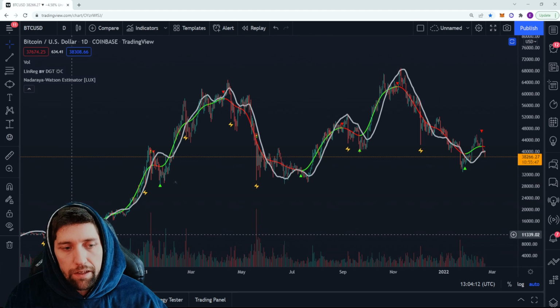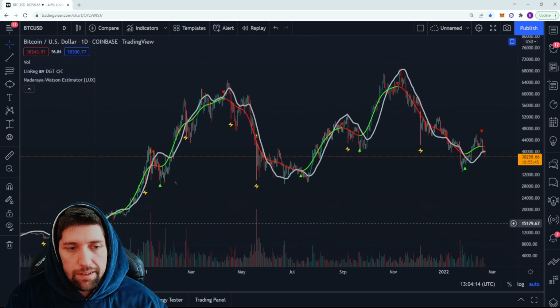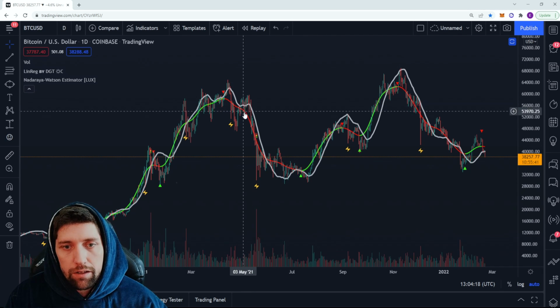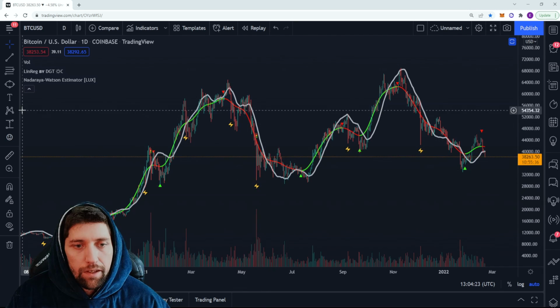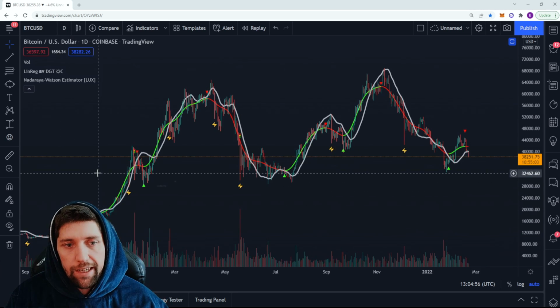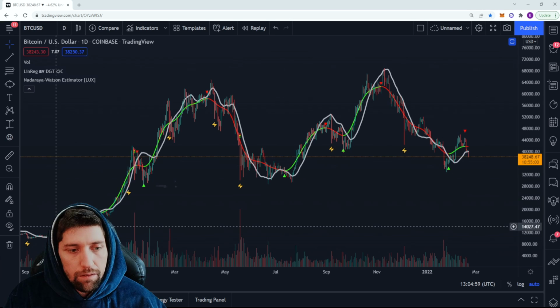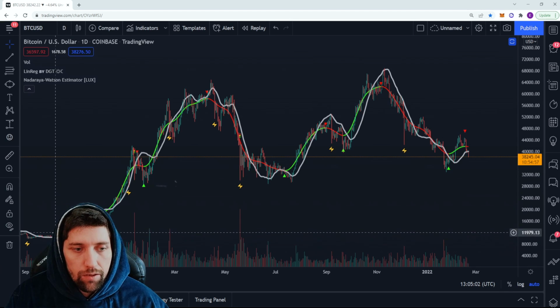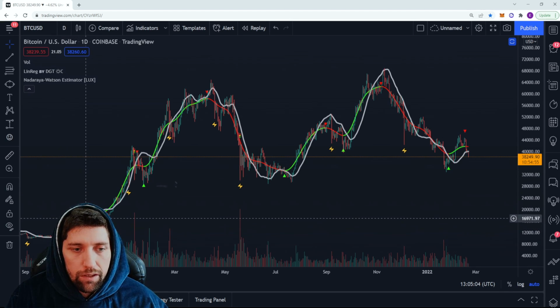So the easiest way to think about this crossover strategy: when the green is on top, or on the left side, we are bullish. And when we are red on the bottom, or on the left side, we are bearish. And there's an interesting relationship that happens when these two cross over. Right now what we're looking at is the entire bull run of Bitcoin from October 8th of 2020. As you can see, we started this massive move on October 8th.